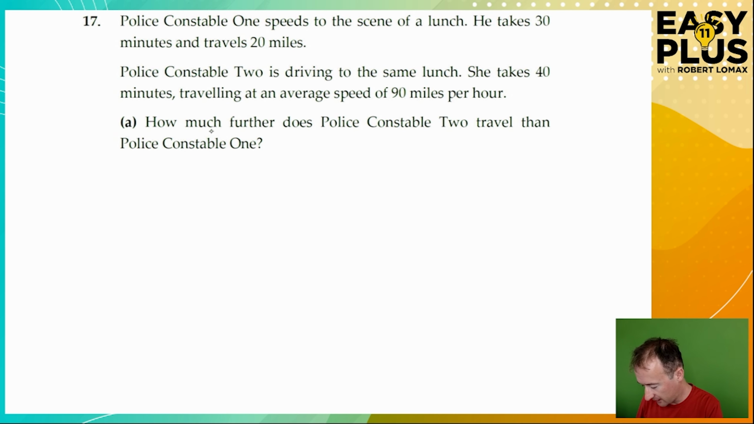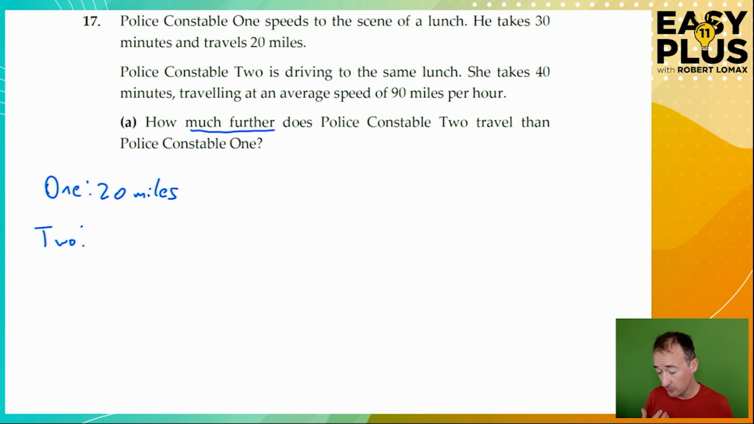And here we're looking at distances, how much further one person travels than another. So Police Constable 1 speeds to the scene of a lunch. He takes 30 minutes and travels 20 miles. So Police Constable 1 travels 20 miles. Police Constable 2 takes 40 minutes, travelling at an average speed of 90 miles per hour.